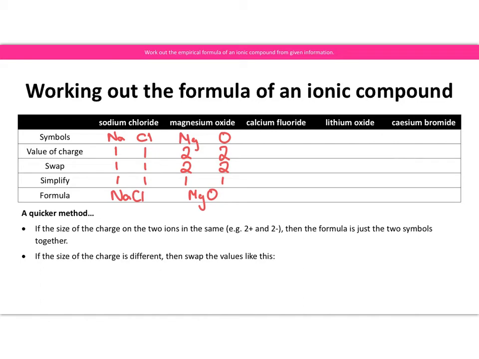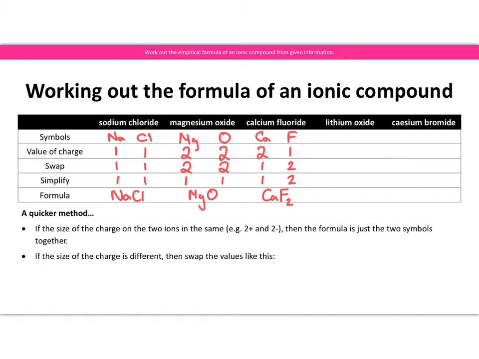If we look at calcium fluoride, the calcium symbol is Ca, fluorine is F. Calcium is in group 2, so the value of its charge will be 2. Fluorine is in group 7, so the value of its charge will be 1. Here we do actually notice the swap, so we swap the numbers around. We can't simplify them any further than 1 to 2. So we're going to write calcium, there's only 1, and then we're going to put 2 after the fluorine. That number we ended up with in the simplification is what we put after the element.